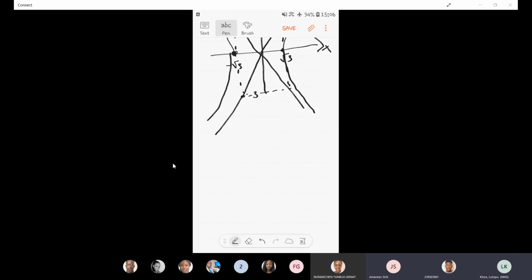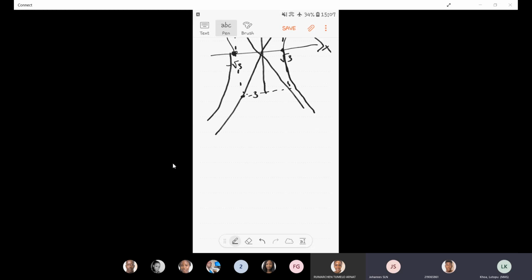If the center is not at 0, it doesn't look like that. You have x minus h. Number 13 is a circle where the center is not at 0.